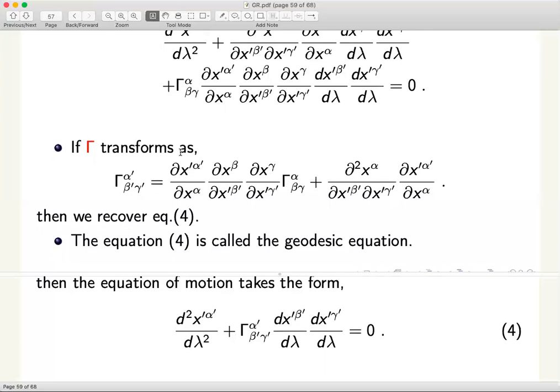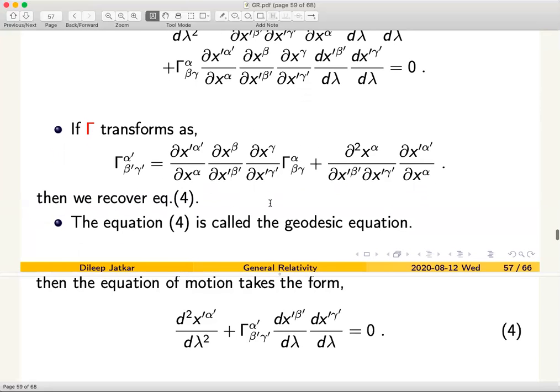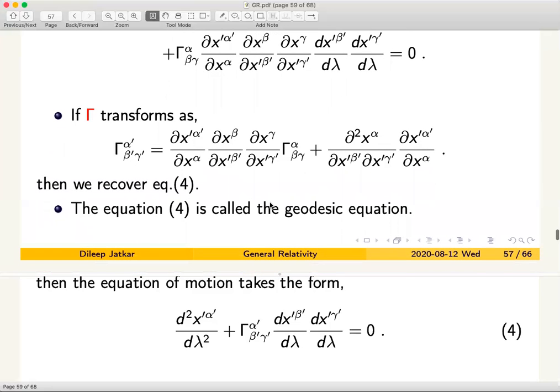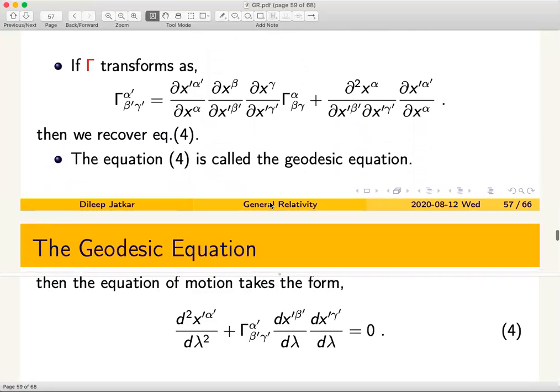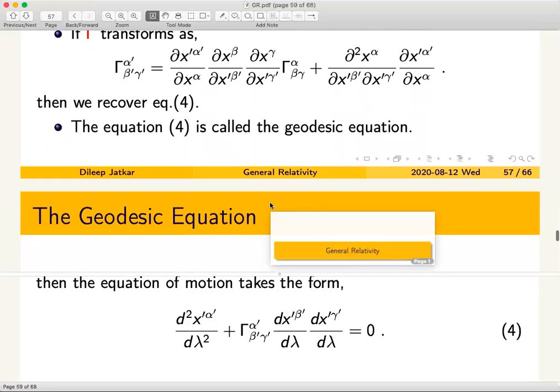I did not name this object, but gamma alpha beta gamma is an object which is called the Riemann-Christoffel connection. That is just a name, but that's what it is called. So I think I'll stop at this point. We will take up from here.